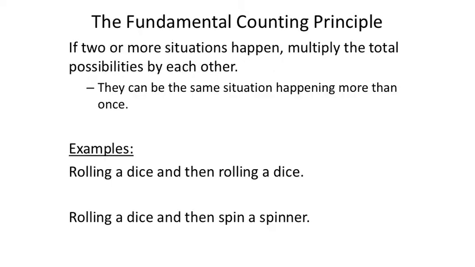So the fundamental counting principle: if two or more situations happen, multiply the total possibilities by each other. They can be the same situation happening more than once, such as rolling a dice and then rolling a dice. Rolling a dice has 6 possible outcomes, and then rolling another dice has 6 possible outcomes. We're going to multiply these totals together, so this would be 6 times 6, and so there's 36 possible results. When we start breaking these up, some of them look kind of similar, but all we're concerned about is knowing that there are 36 possible results.